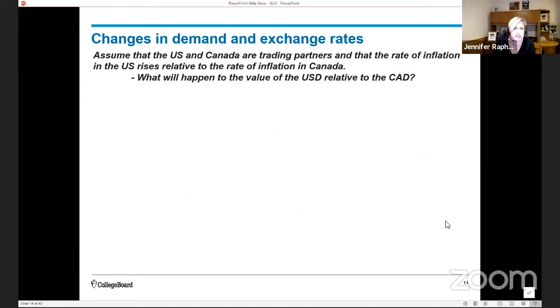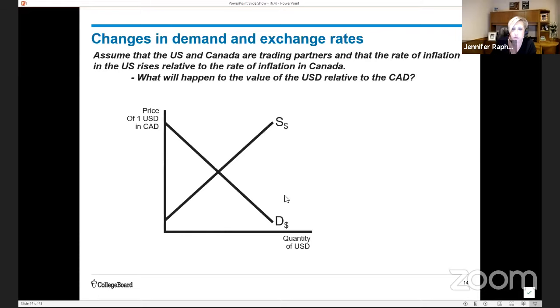All right, so here's a different example. Assume the US and Canada are trading partners, which is a fair assumption, and that the rate of inflation in the United States rises relative to the rate of inflation in Canada. What happens to the value of the US dollar relative to the CAD? So again, we're looking at the value of the dollar. We want the price of the dollar and the quantity of the dollar. We want a forex market for the dollar, and we want it in terms of Canadian dollars. So again, supply and demand, equilibrium.